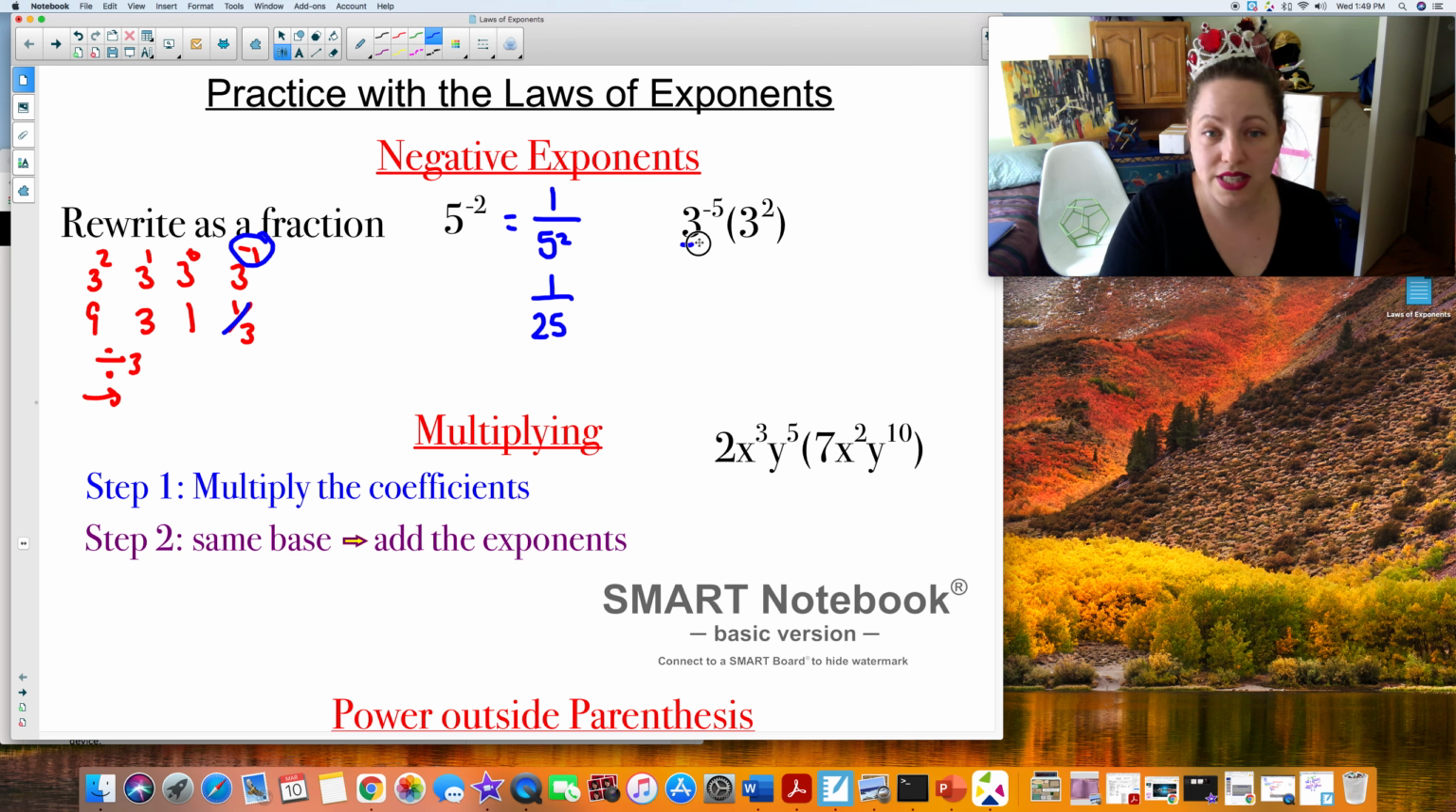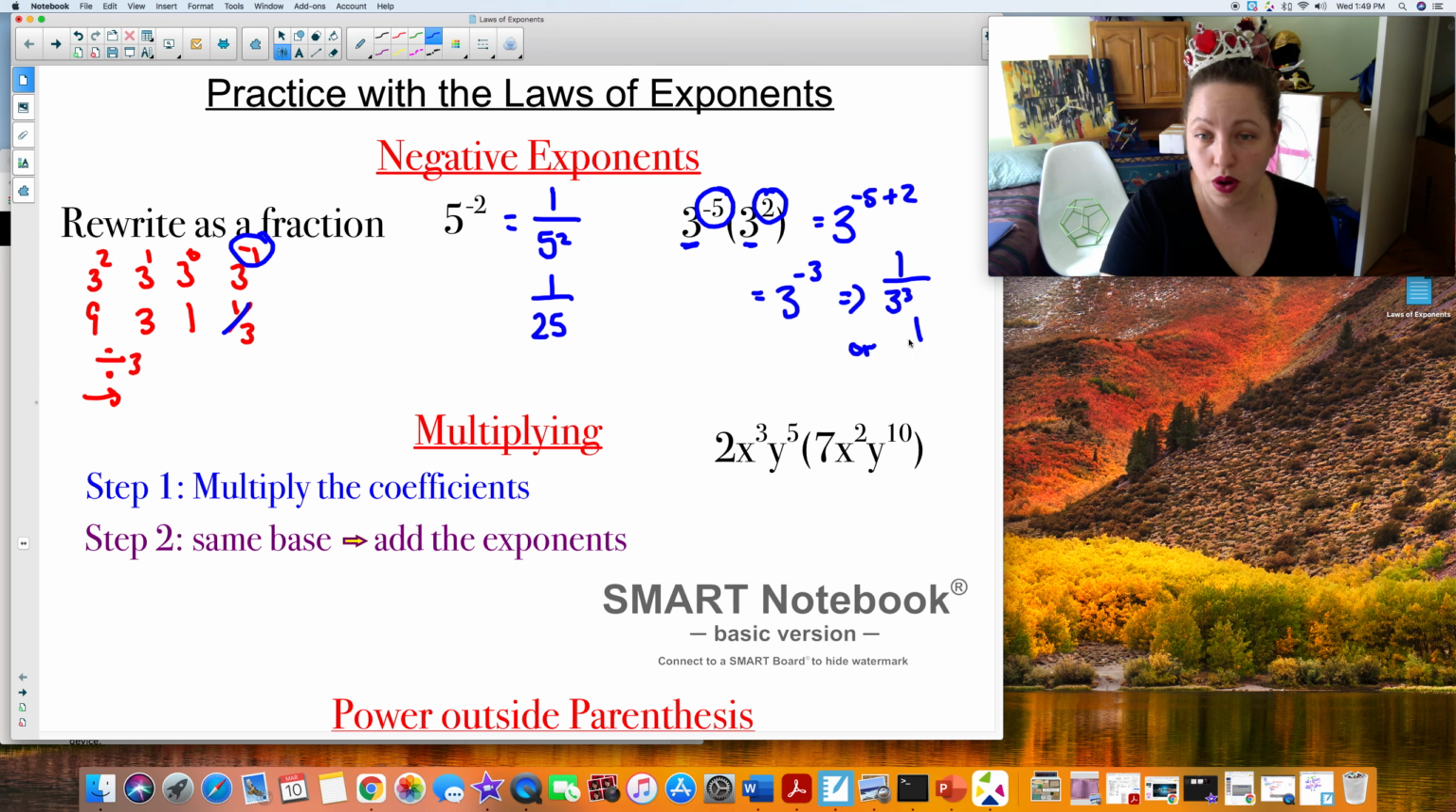Here we have the same bases, and we are multiplying. So we learned that we can add the exponents when the bases are the same. So this would be the same as negative 3 to the negative 5 plus 2. That would equal 3 to the negative third. Again, I have a negative exponent. So that is going to become 1 over 3 to the third, or 1 over 27, because 3 times 3 times 3. So those are the same thing.